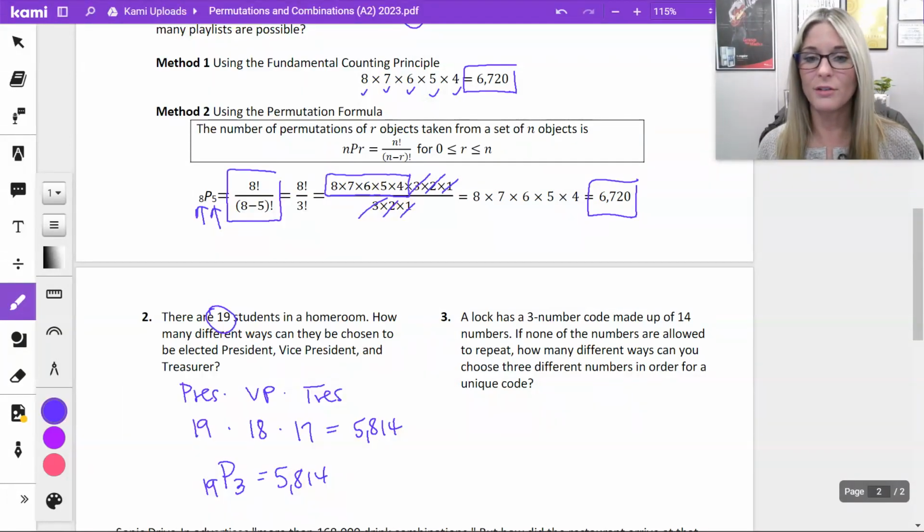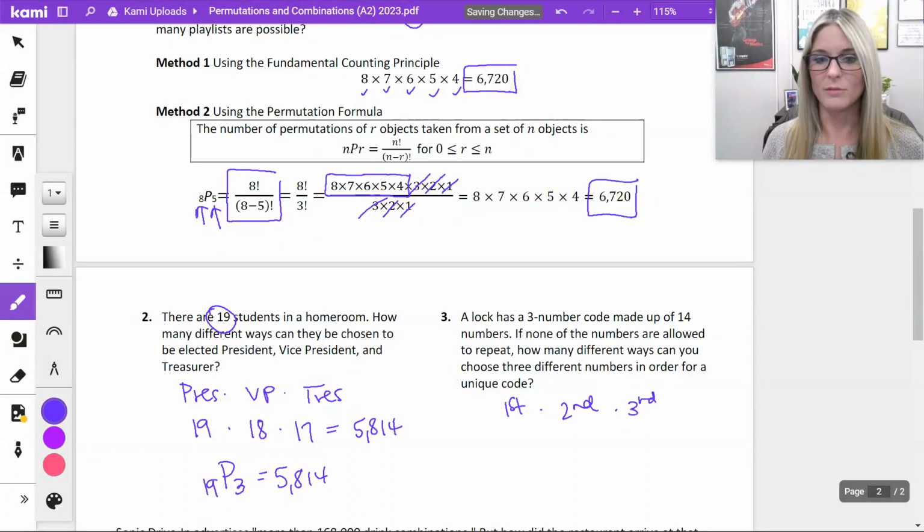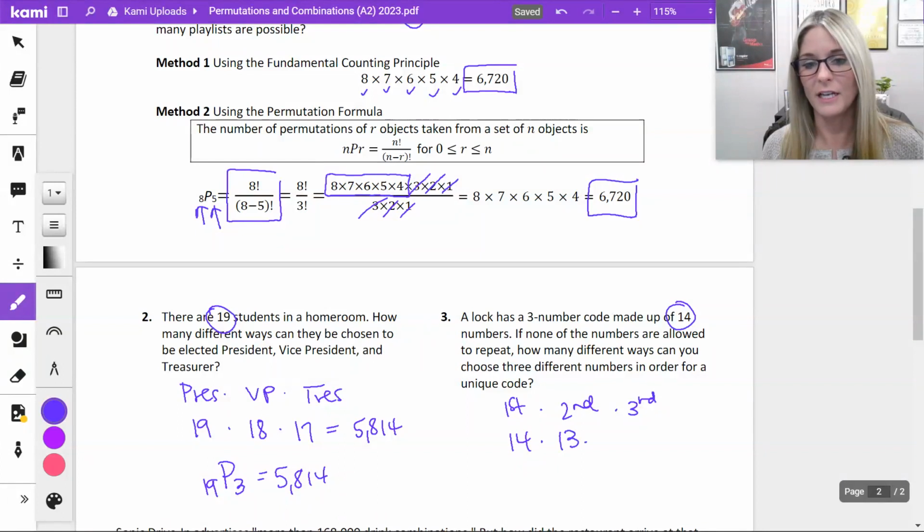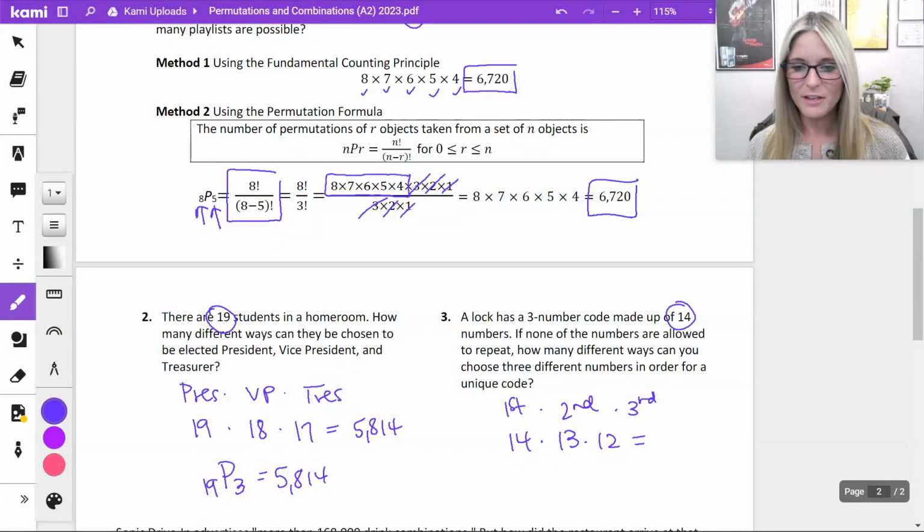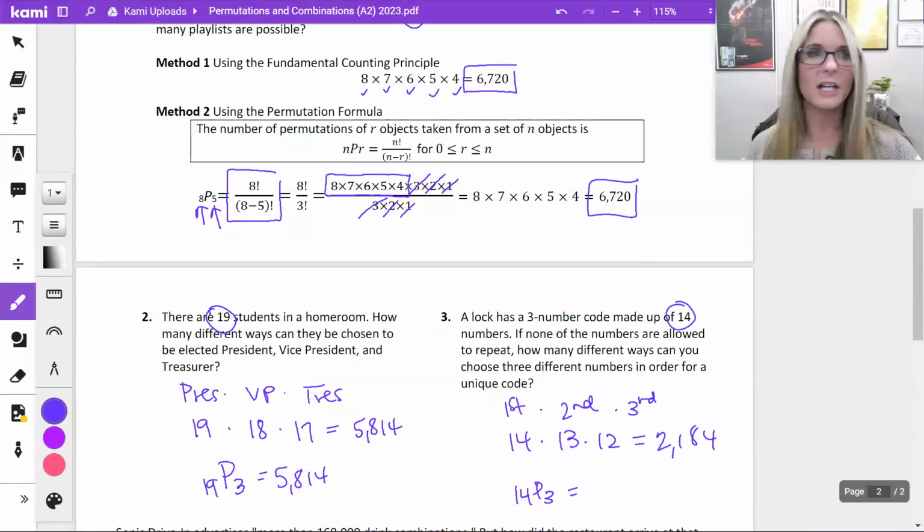Number 3, a lock has a 3-number code made up of 14 numbers. If none of the numbers are allowed to repeat, how many different numbers could you choose, the 3 different numbers, in order for a unique code? So we have like our first number, second number, third number. It says we can't repeat, so we are going to eliminate those as we go. For our first choice, we have 14 numbers to choose from, then 13, and then only 12. If you multiply those together, we get 2,184, or it would look like 14 permutation choosing 3, grabbing that calculator.